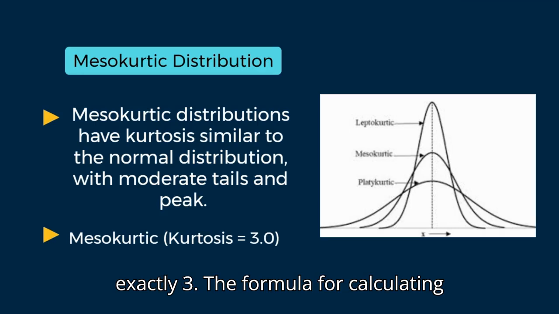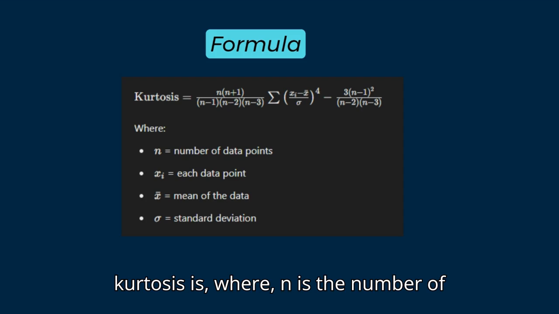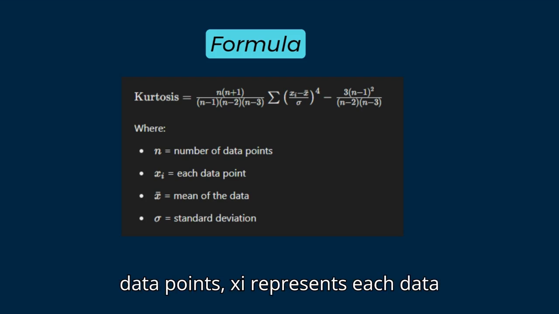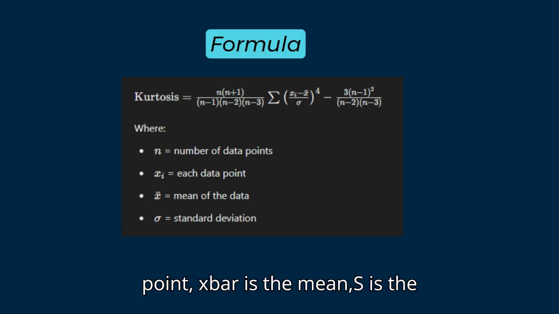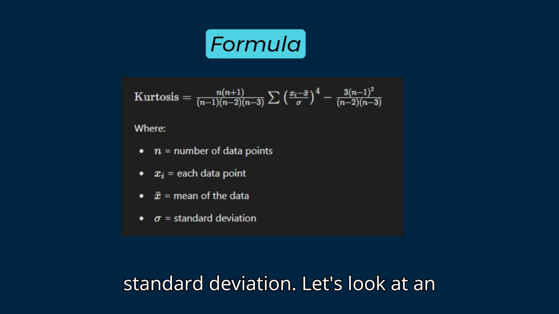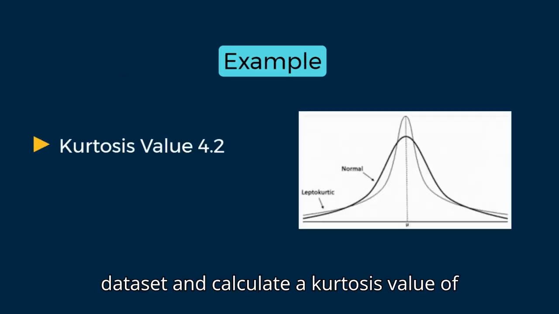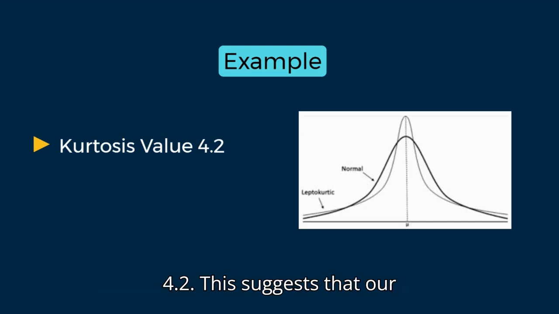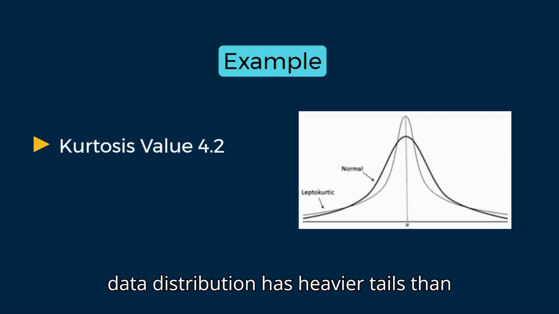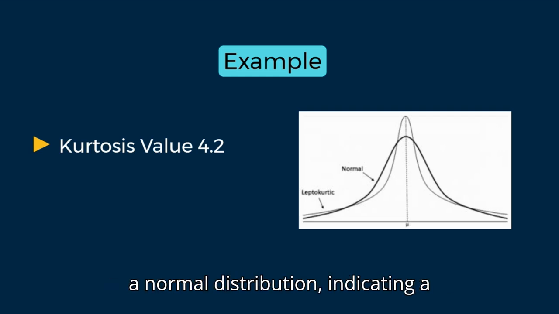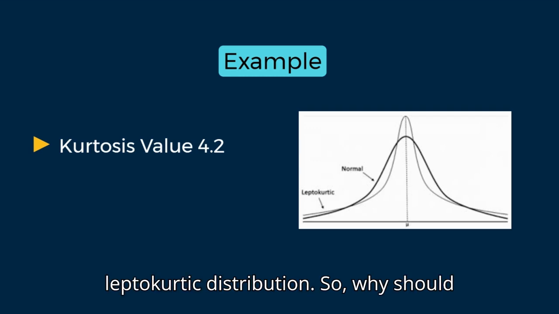The formula for calculating kurtosis is, where n is the number of data points, xi represents each data point, x bar is the mean, and s is the standard deviation. Let's look at an example. Suppose we have a dataset and calculate a kurtosis value of 4.2. This suggests that our data distribution has heavier tails than a normal distribution, indicating a leptokurtic distribution.